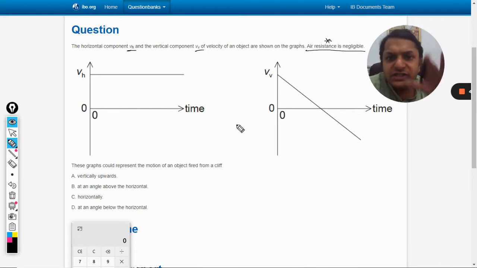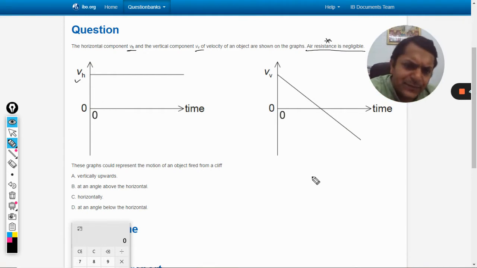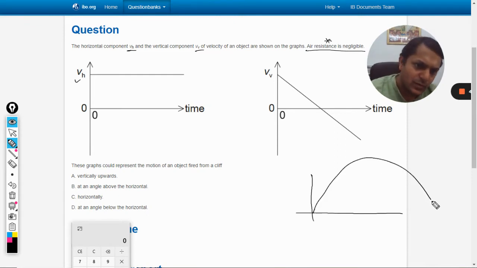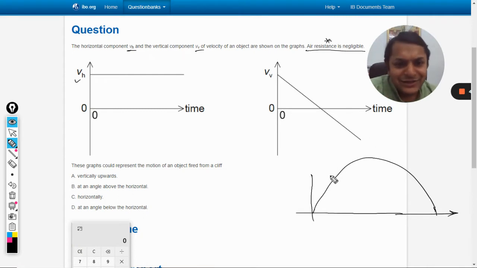Now, according to these graphs, it is evident that the horizontal velocity component is constant. It never changes. So this is giving a constant value. So it is same as whatever it was started with. So let us recall our projectile motion that we have studied. Like let us say this is the projectile motion, somewhat like this. Please pardon my drawing here. So now here, this is the velocity, this is going to be Vh and this is Vv.